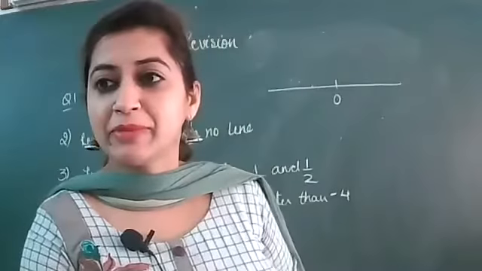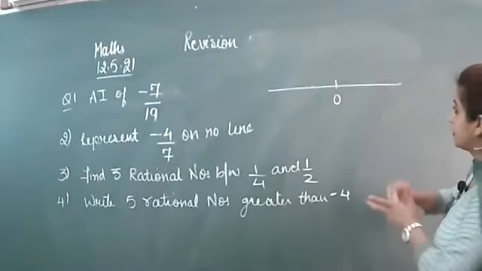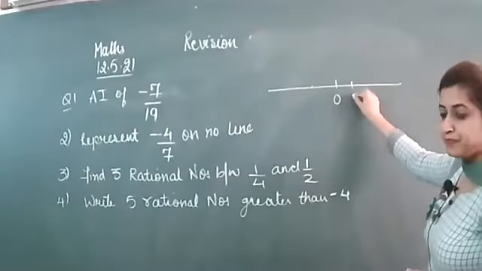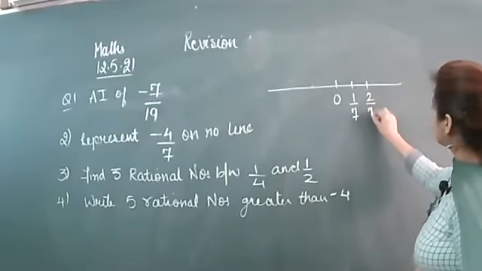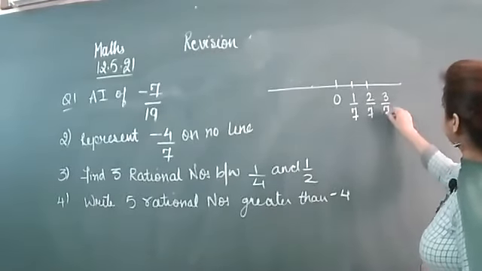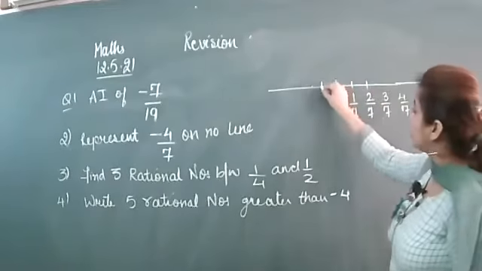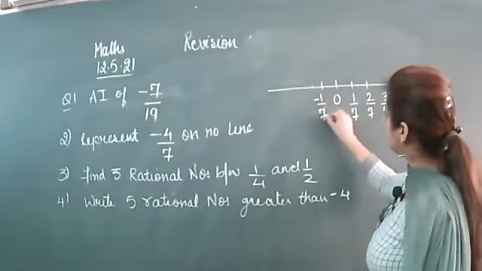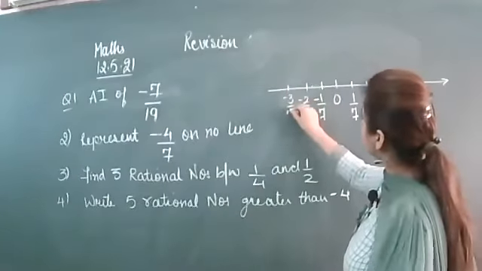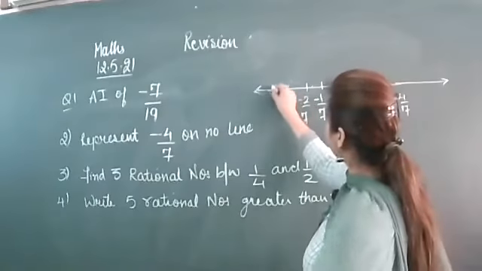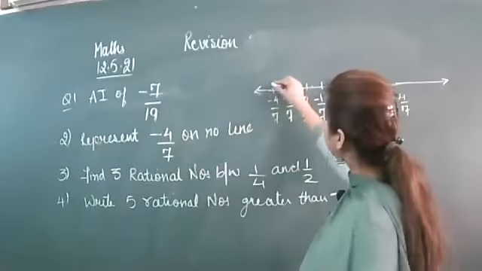Yes. Can you tell me the first number? Which should I write here? Ma'am, 1 by 7. Yes, yes, very good. That's what I want to listen. 2 by 7, 3 by 7, 4 by 7, and so on. And on the left hand side, minus 1 by 7, minus 2 by 7, minus 3 by 7, minus 4 by 7. You can write for the numbers, but that's your answer.